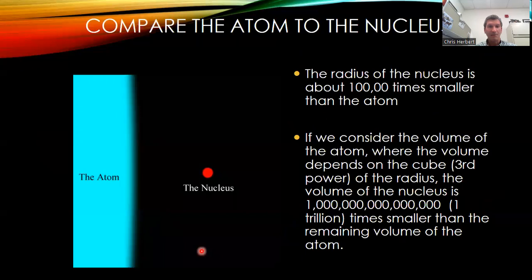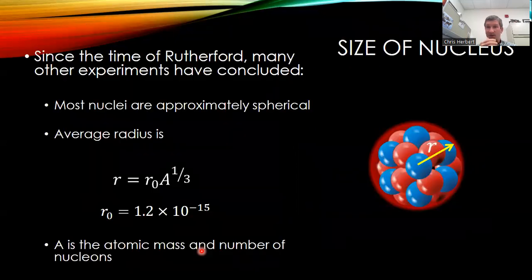Sorry about that diagram. So again, you put the nucleus next to the atom. We're talking about 10 to the 5 cubed, a volume difference of 10 to the 15. That would be a thousand trillion times. A trillion is 10 to the 12. It'd be 1,000 trillion times smaller in volume.